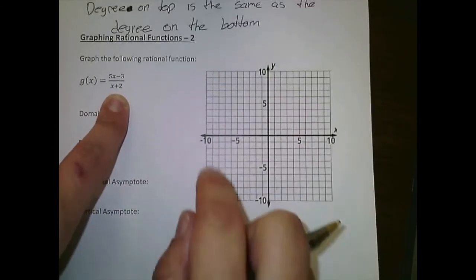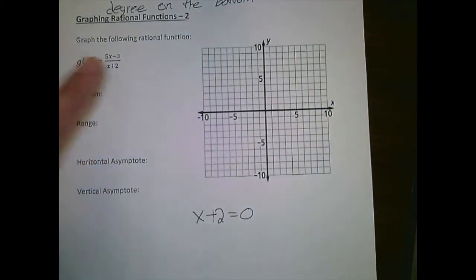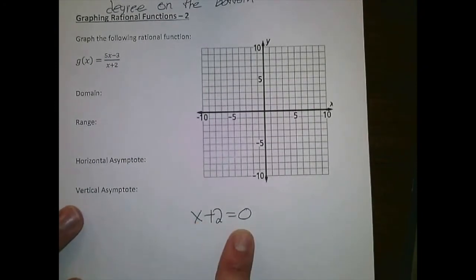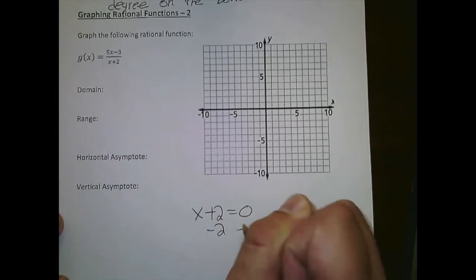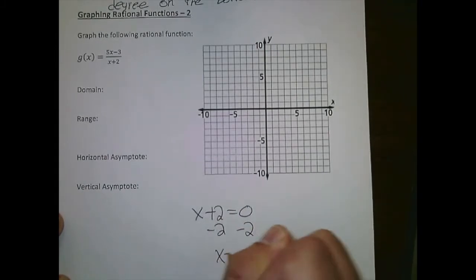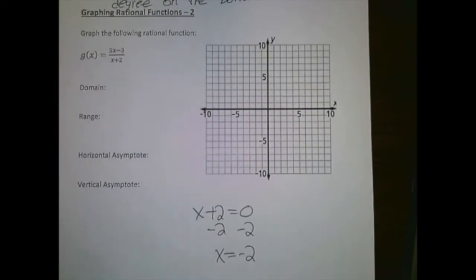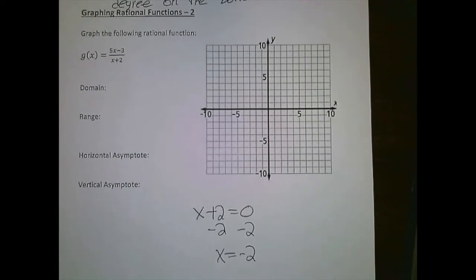So when the degree on the top and the bottom is the same, take the denominator, the bottom, set it equal to 0, and solve. So if I'm trying to solve this for x, I would subtract 2 from both sides. I'm going to get x is negative 2.